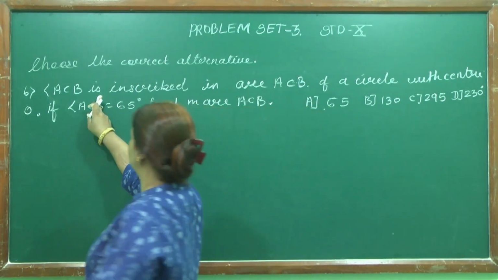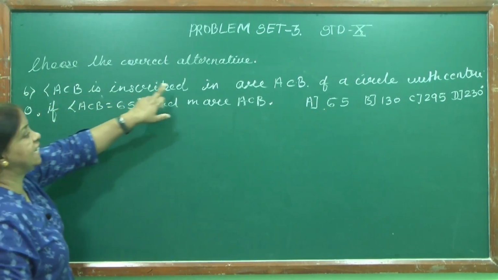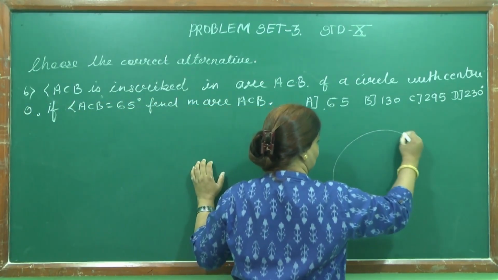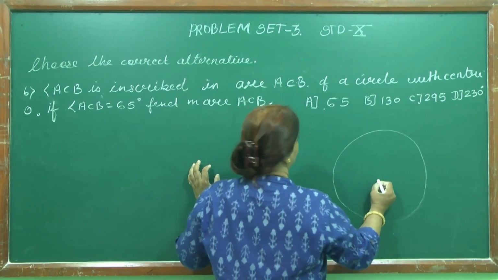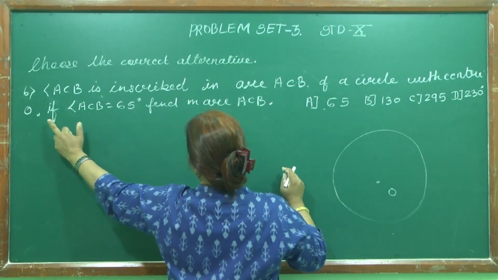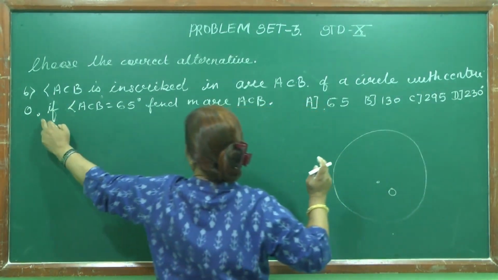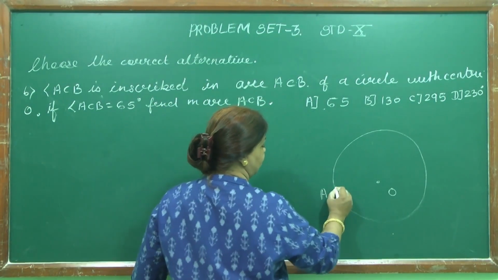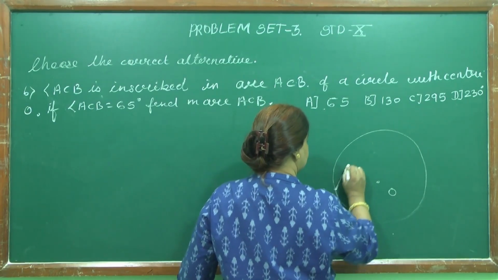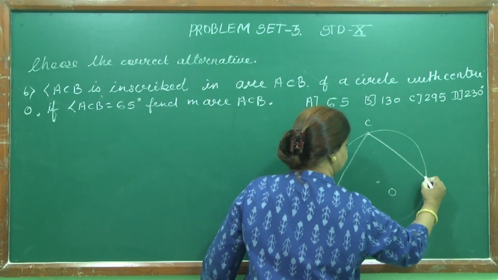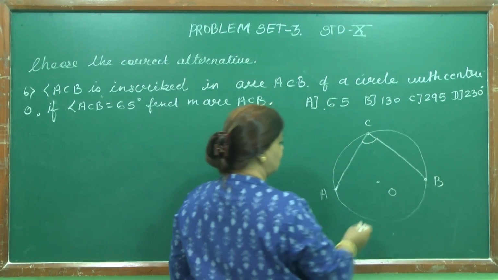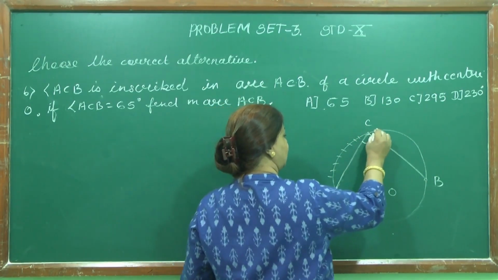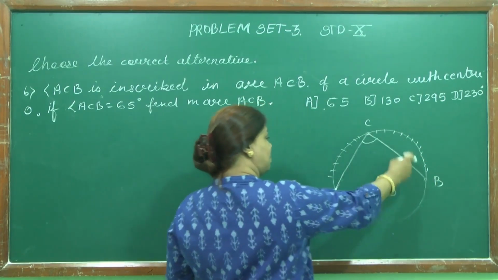Question number 6. There is angle ACB which is inscribed in arc ACB. Now inscribed angle I have made very clear to you, children. So let me draw a circle with the center O. It is specified with center O. See here, with center O. Angle ACB is inscribed in arc ACB. So let me draw A, C, B. So this is angle ACB, which is inscribed in arc ACB. This is the arc in which our angle is lying.